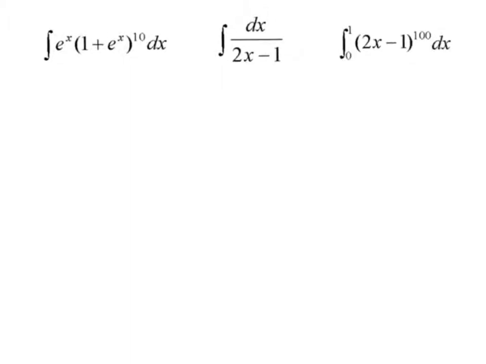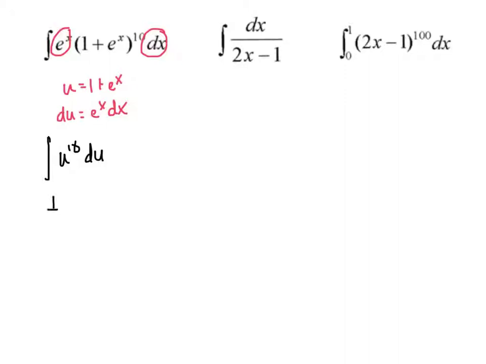First, this one, I'm going to make u equal to 1 plus e to the x. So then du is e to the x dx, and I'm not going to rearrange. You can see the e to the x dx is going to be gone. I'm going to replace that with just a du. So my integral becomes u to the 10th du. Well, the antiderivative of u to the 10th is 1/11th u to the 11th plus c. So 1/11th, 1 plus e to the x to the 11th plus c is my final answer.